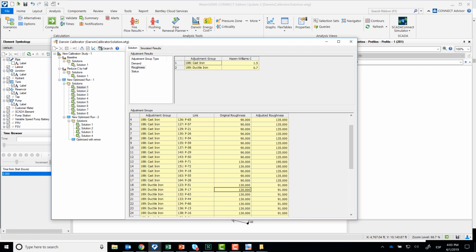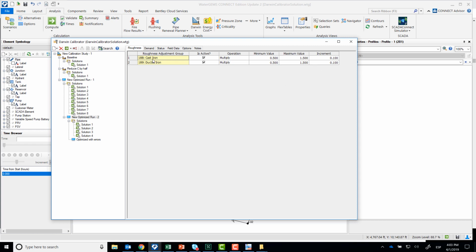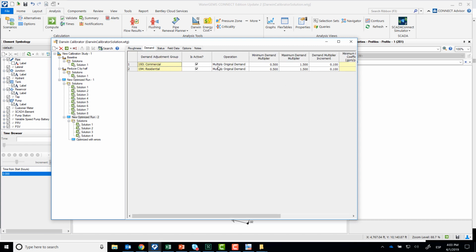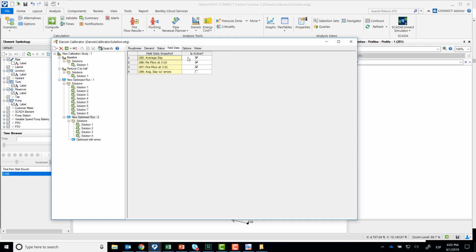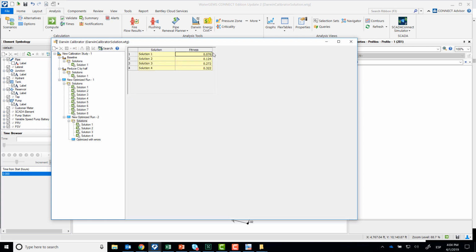So we're going to create another optimized run. And this time we're going to take into account both the roughness coefficient of the pipes and also the demands. And we're going to assign the same adjustment multiplier to all the commercial nodes, and then the same multiplier to all the residential nodes. We're only going to use the data that we know is good, and we're going to keep 4 solutions. And we ran it. And now we get a really good solution. Look at that, 0.076. Let's go take a look at what that means.